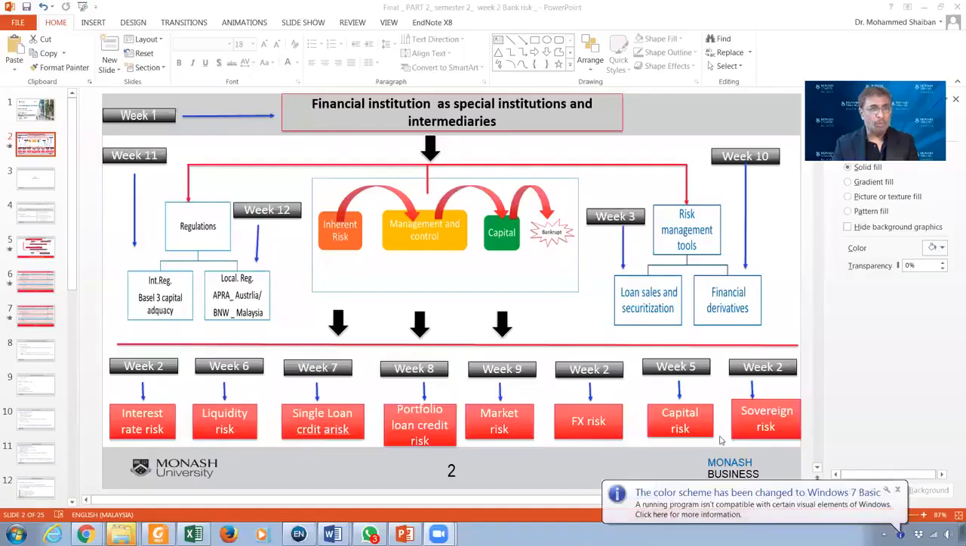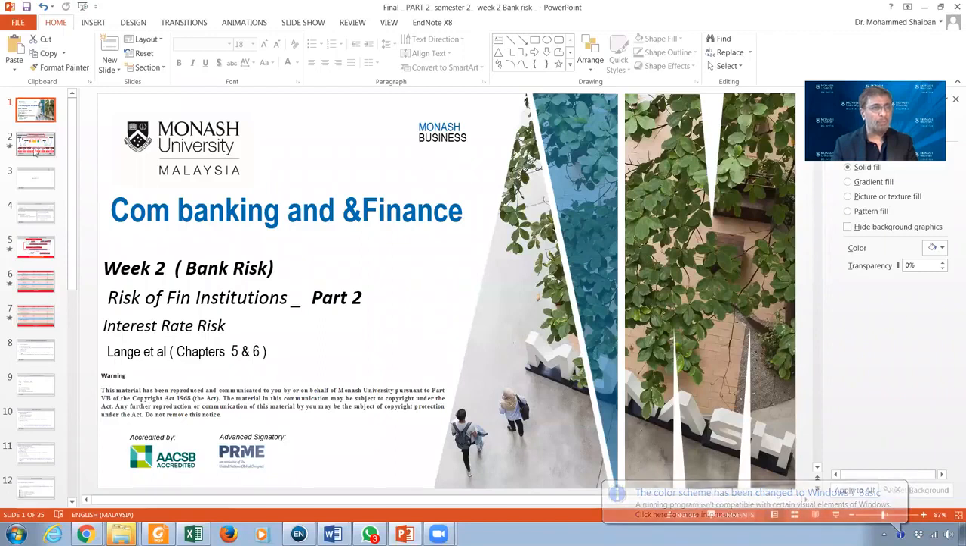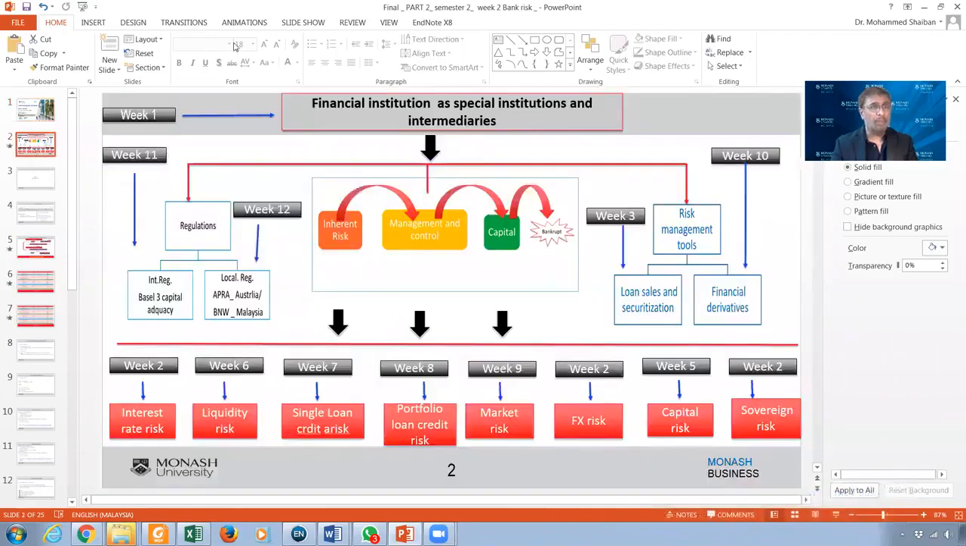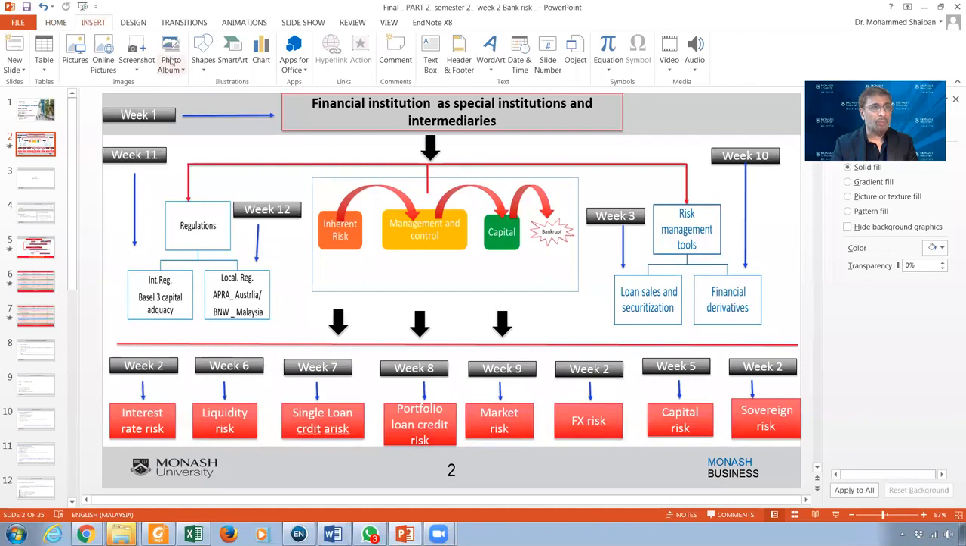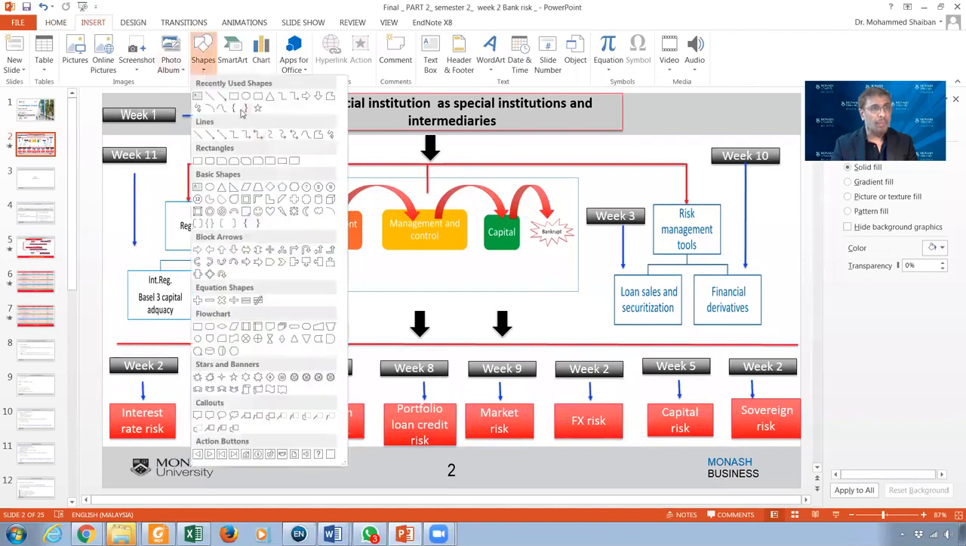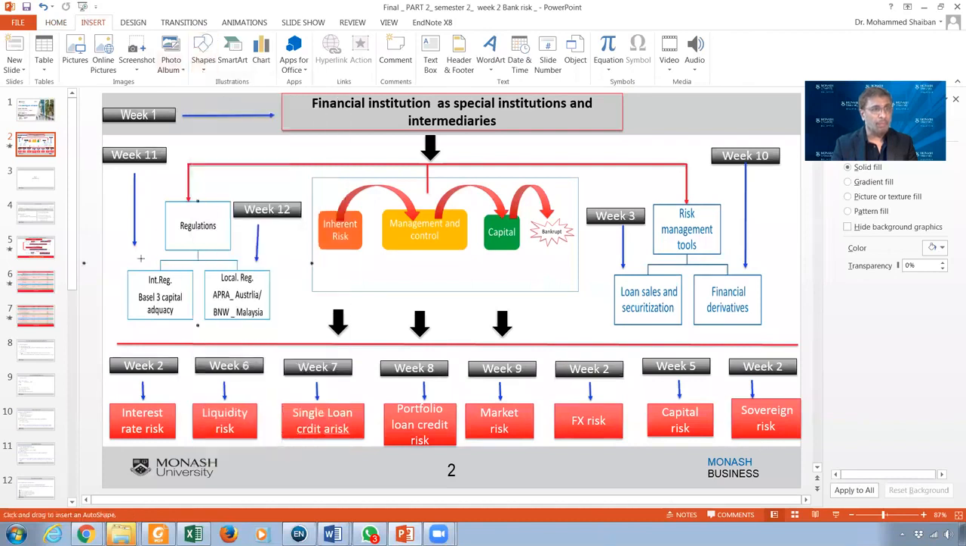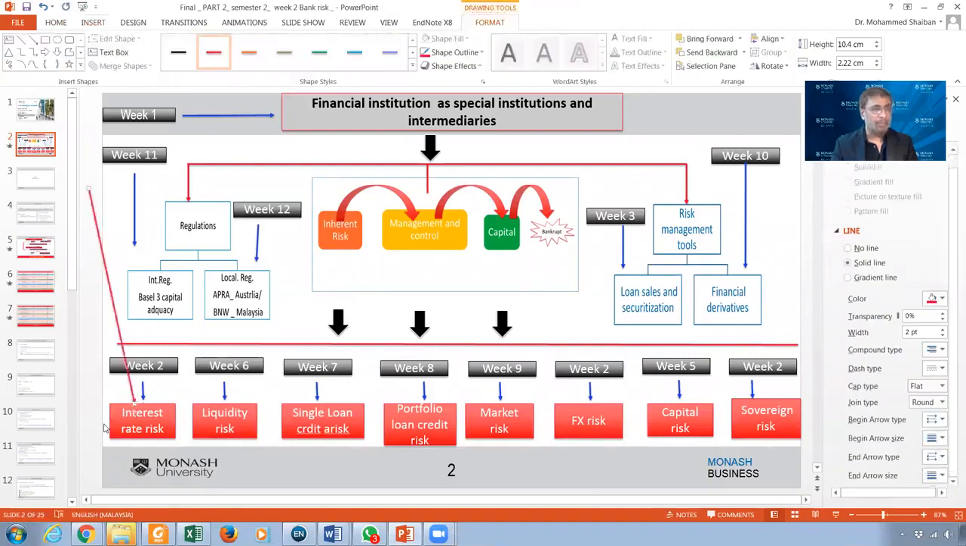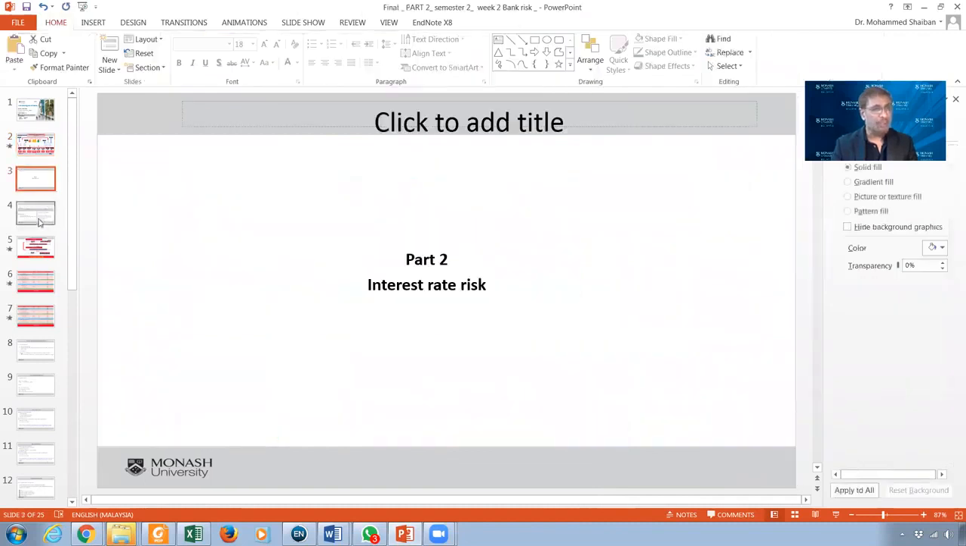Now, if you allow me, I will share my screen. This is over 20 slides. Hopefully we'll just, okay. So this is part 2. And again, I will remind you that we are talking today about this specific risk, interest rate risk, as part of our matrix of risks. So this is actually part 2.